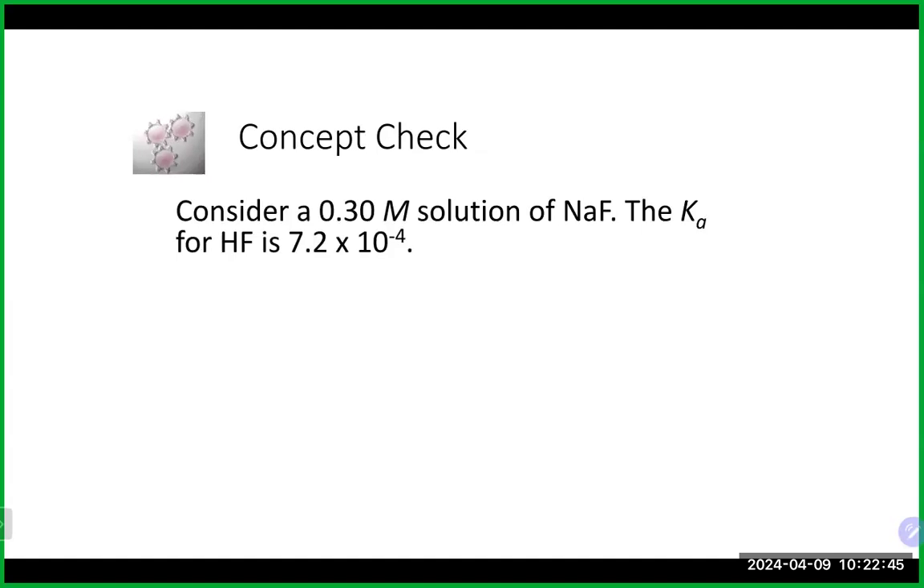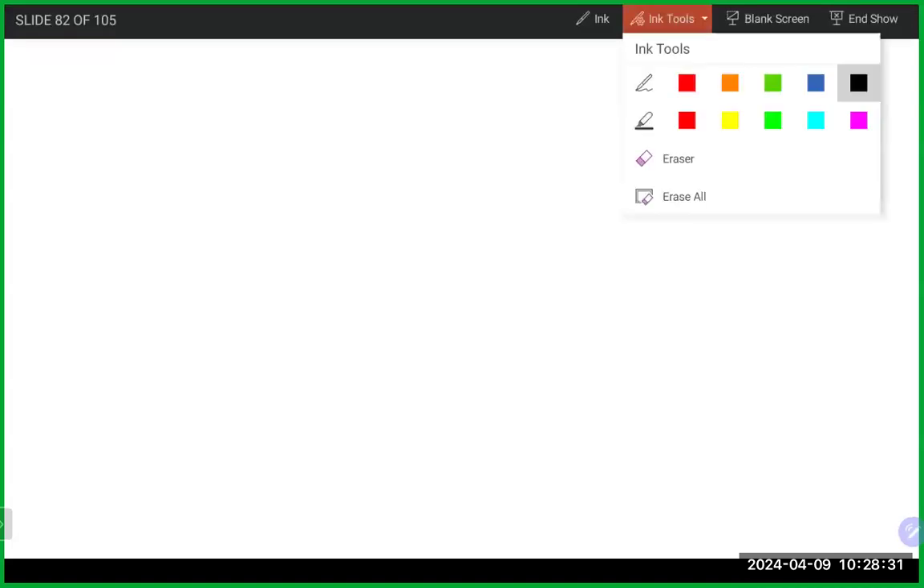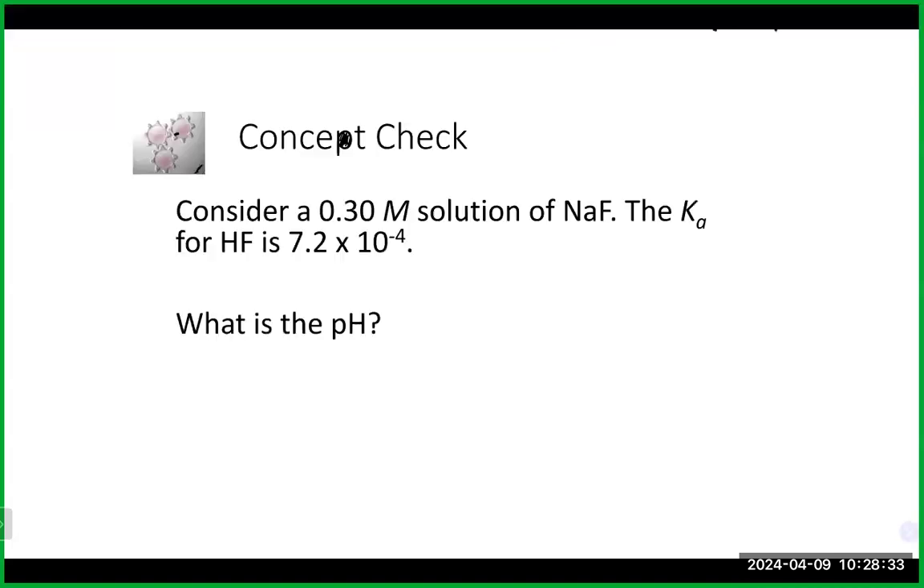Consider a 0.3 molar solution of sodium fluoride. The Ka value for hydrofluoric acid is 7.2 times 10 to the minus 4. All right, so take a few moments there, see what you come up with on this one. Okay, let's take a look at this one.